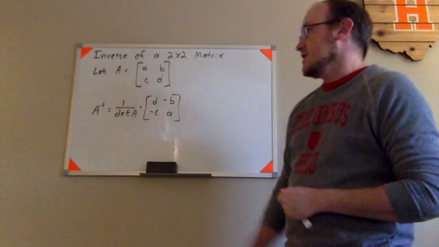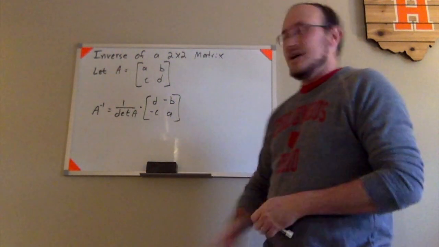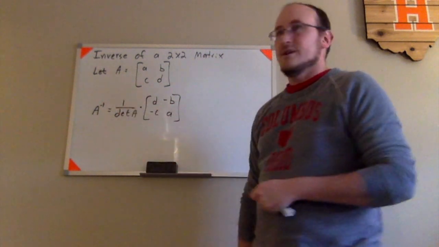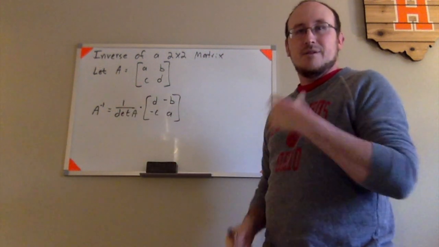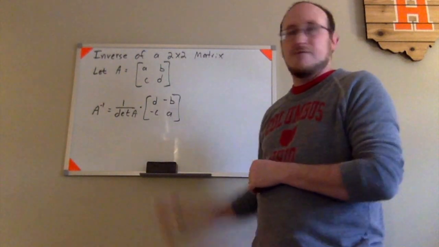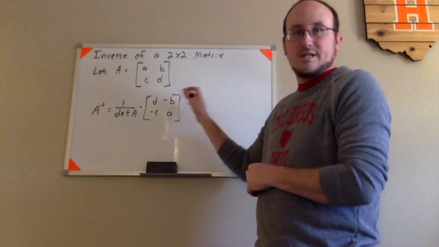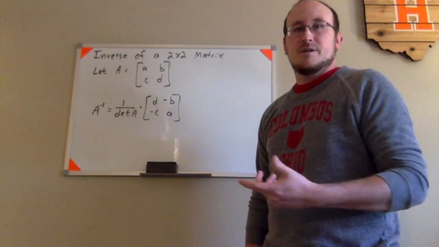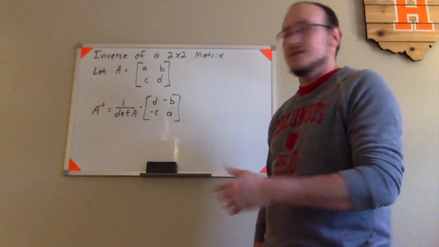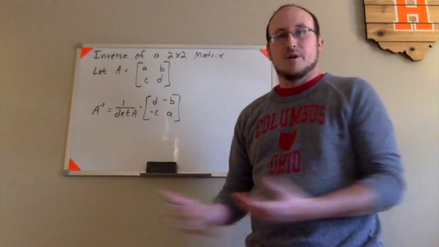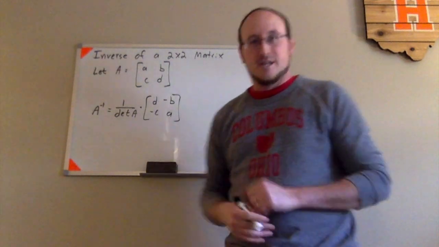So to do this, we have to first find the determinant, and that will create this scalar out here of 1 over the determinant of A. And then we will need to multiply that scalar times this new matrix where I've switched some entries on the diagonal and changed the signs of some pieces. Again, we've looked at how to find determinants of 2 by 2 matrices in previous lessons. We've looked at how to do scalar multiplication in previous lessons. So this is just kind of bringing it all together. Let's look at an example here in a second.